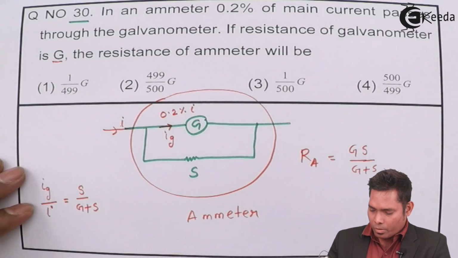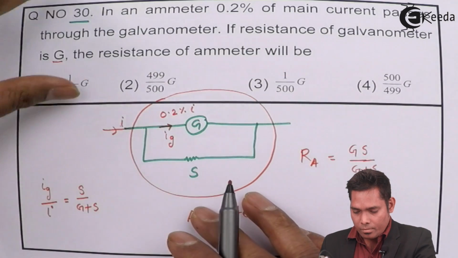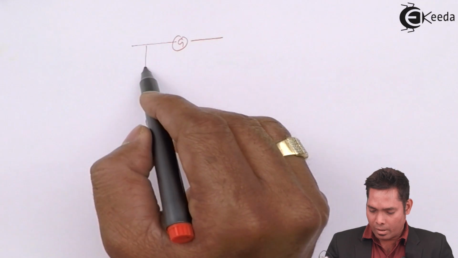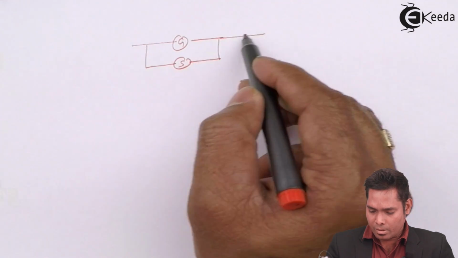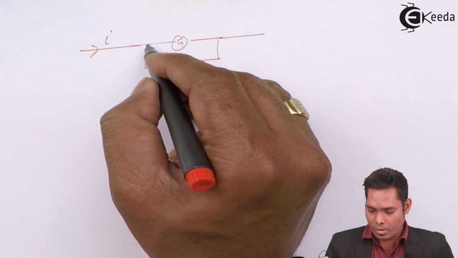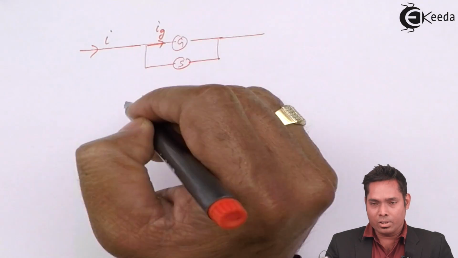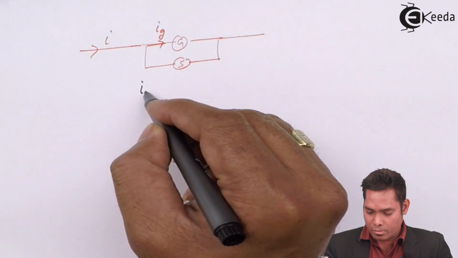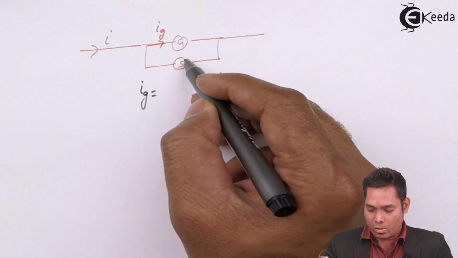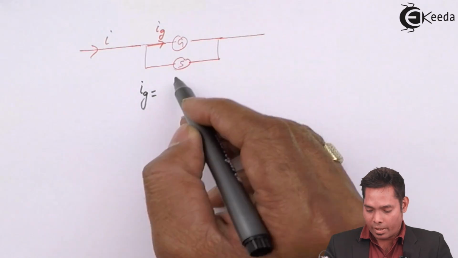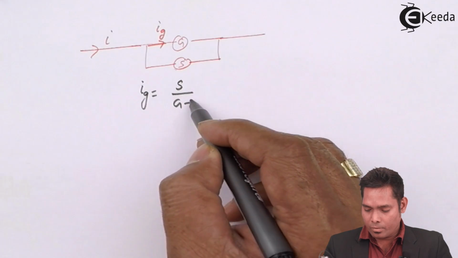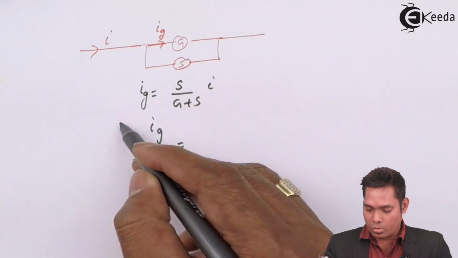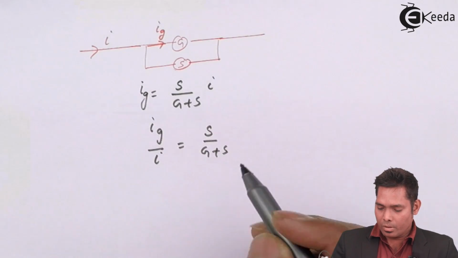So what was the situation? If I have a resistance G here and one resistance S here, and the main current is I, what current is flowing through here? Ig. If I want Ig, then Ig will be the resistance in the opposite arm, divided by the total resistance, multiplied by the main current. So Ig over I is S over G plus S. This is how it is done.